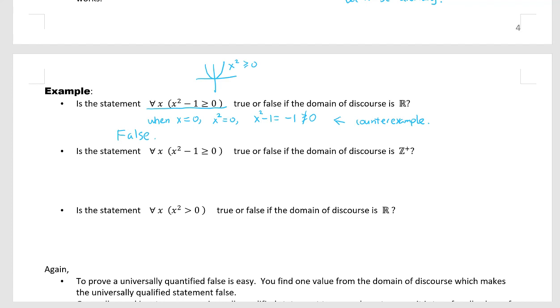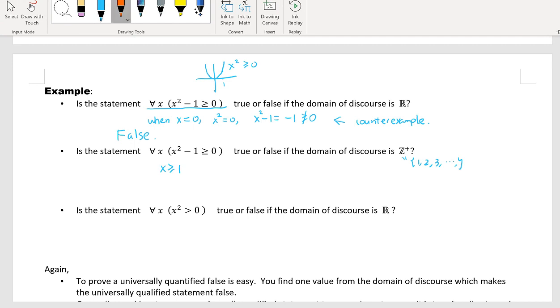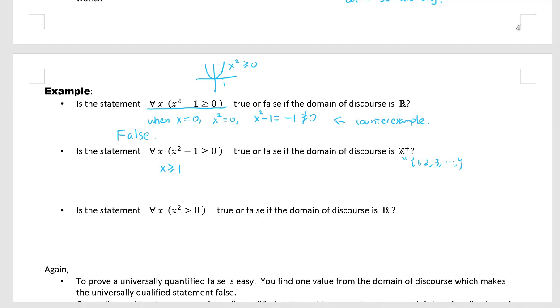Okay, next. Is the statement "for all x, x squared minus 1 is greater than or equal to 0" true or false if the domain is Z plus, the positive integers? So positive integers are like 1, 2, 3, etc. So in this case, x is greater than or equal to 1. Well then, look at our picture. 1 is here. When x is greater than or equal to 1, what happens? When x is greater than or equal to 1, we're at this piece.